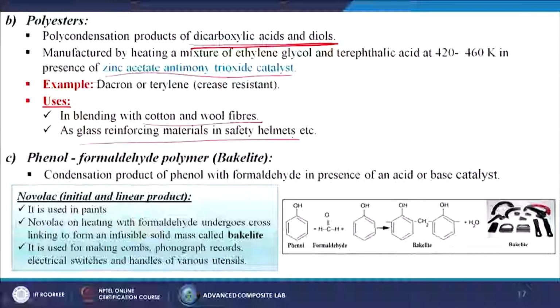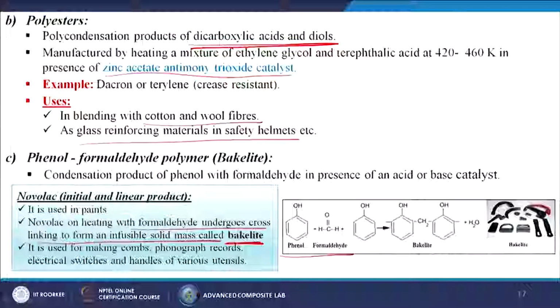Next, we give the example of phenol formaldehyde polymers, which are known as Bakelite. It is the condensation product of phenol with formaldehyde in the presence of an acid or base catalyst. Novolac is the initial, linear product, and nowadays it is used in paints. On heating with formaldehyde, it undergoes cross linking to form an infusible solid mass called Bakelite. It is used for making combs, phonograph records, electrical switches, and handles of various utensils. It is very hard and temperature resistant.